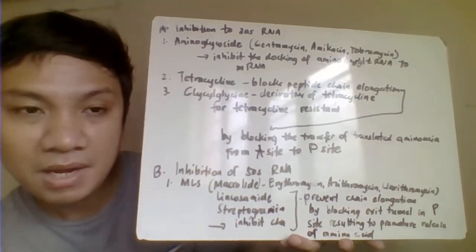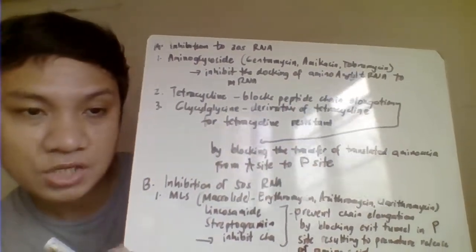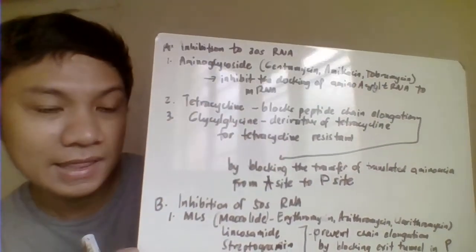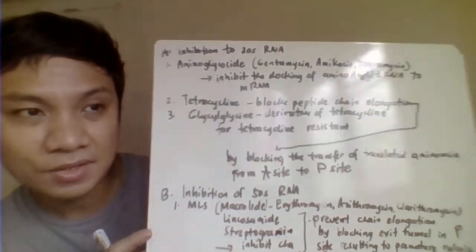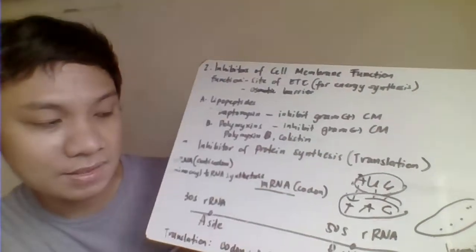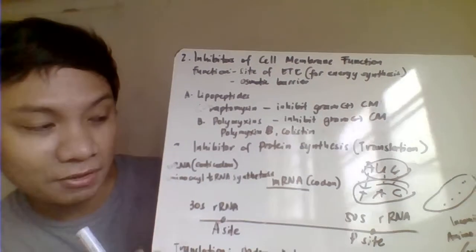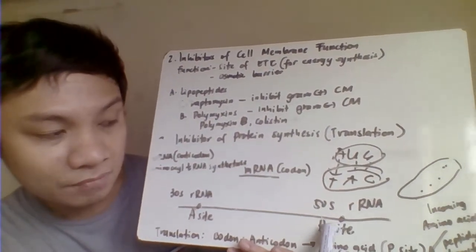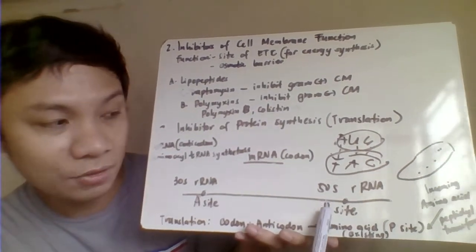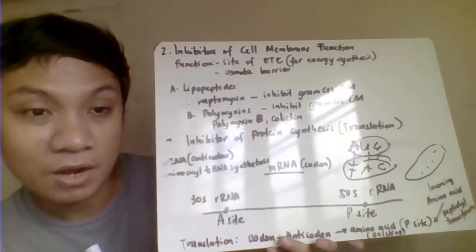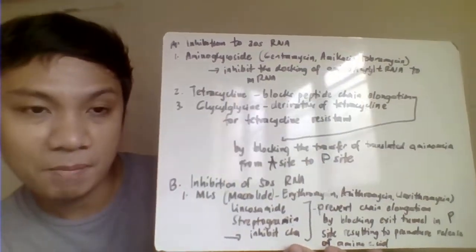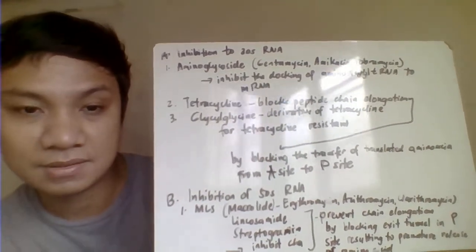Okay, so this MLS here also tries to prevent the chain elongation basically by blocking the exit tunnel in the A site. Okay, so hindi makalabas ang ating amino acid on this area. In your P site, I mean. Okay, try to block yung exit tunnel here. So therefore, pag na-block ito, it will eventually not be able to elongate. Okay, so that would result here in the premature release of your amino acid and therefore also prevent the chain elongation process.